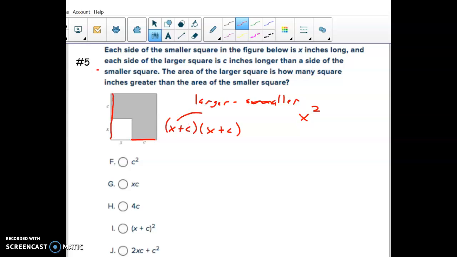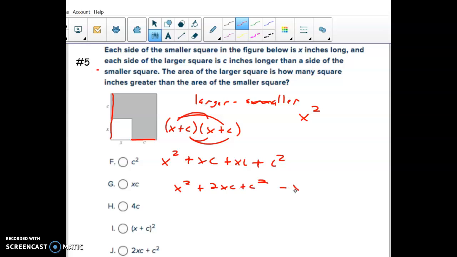Okay, now we just got to FOIL these. So it'd be x squared plus x times c plus x times c plus c squared. All right, and so that's the area of the larger, and I could combine these in the middle. So it'd be x squared plus 2x times c plus c squared.